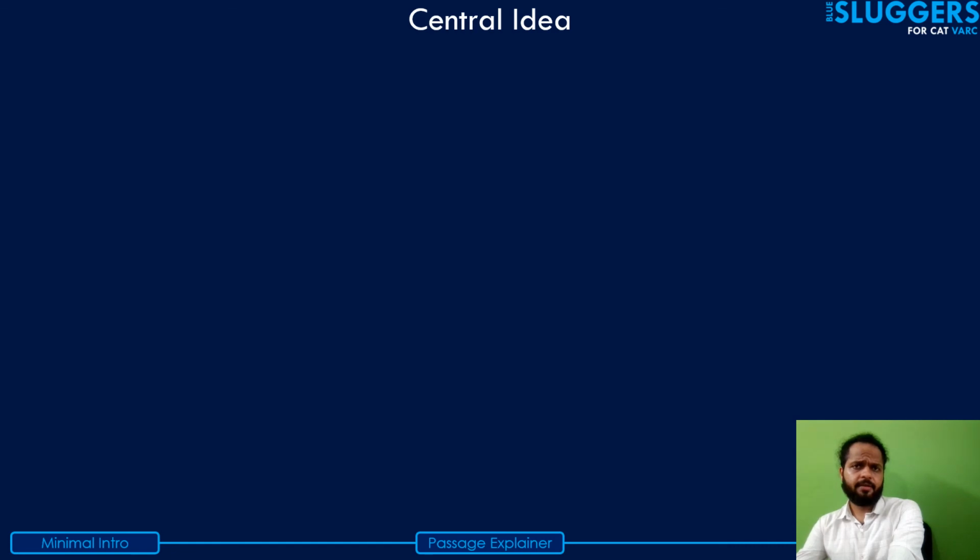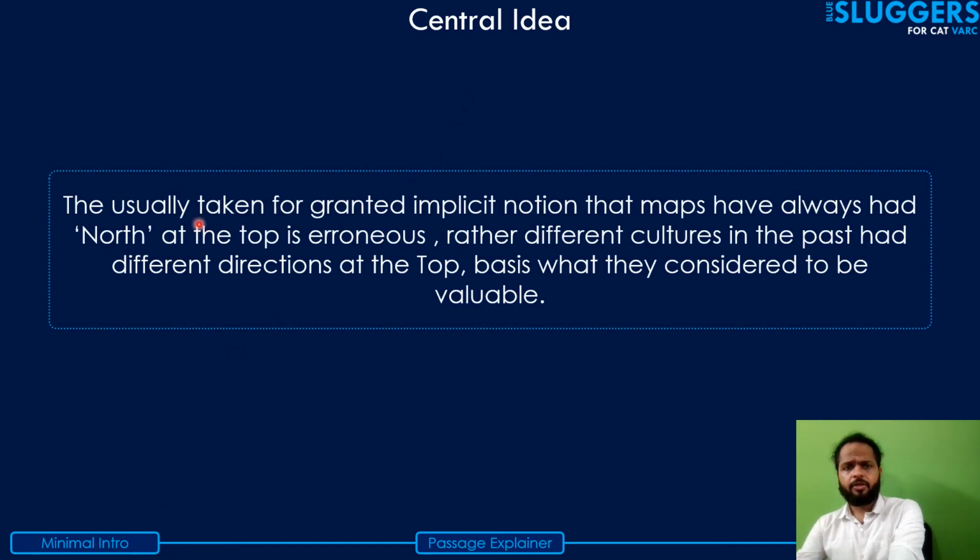Okay, guys, so coming to the central idea, it can be summed up in the following lines. The usually taken for granted implicit notion that maps have always had north at the top is erroneous. Rather, different cultures in the past had different directions at the top, basis what they considered to be valuable. So that's your central idea. Let's move on to the next part.